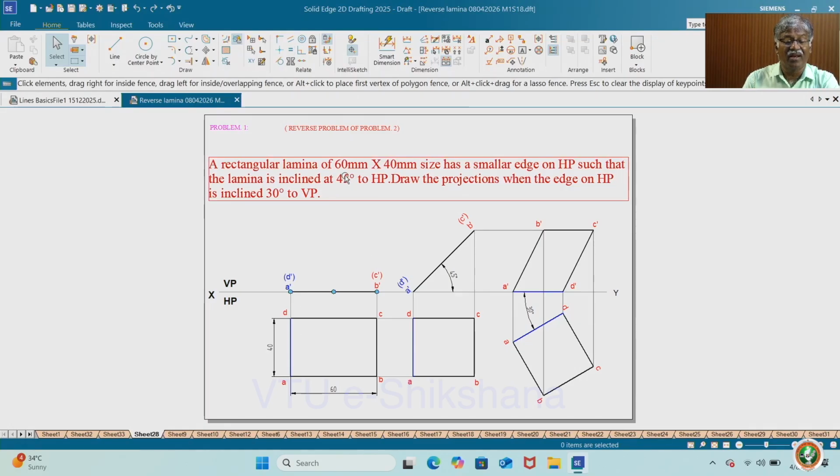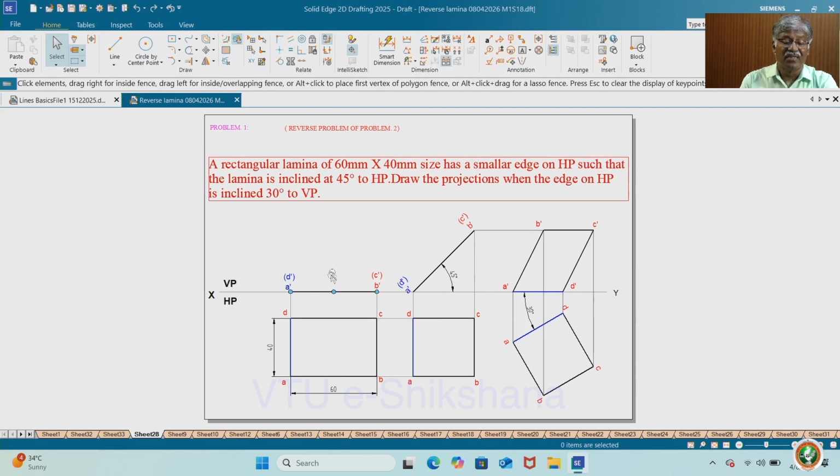A rectangular lamina of 60 mm by 40 mm size is placed with a smaller edge on HP such that the lamina is inclined at 45 degrees to HP. Draw the projections when the edge on HP is inclined at 30 degrees to VP. Here we have the lamina with a smaller edge on HP such that the lamina is inclined 45 degrees to HP.